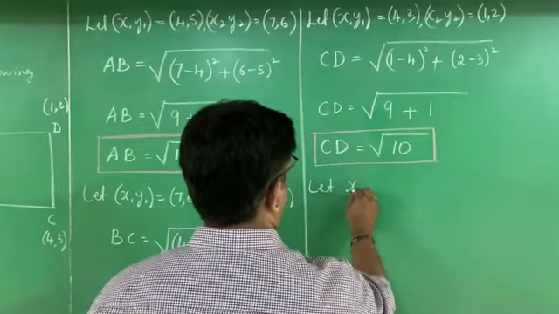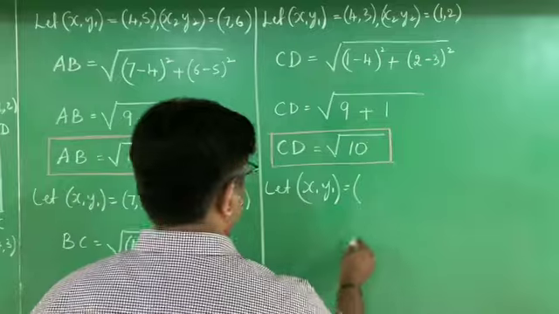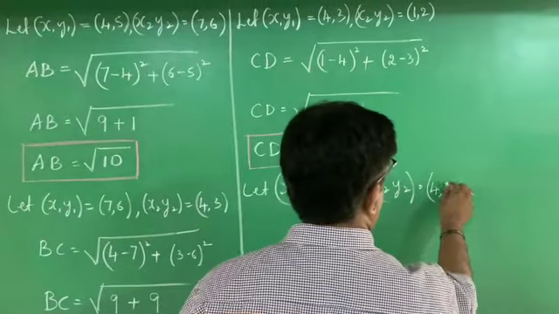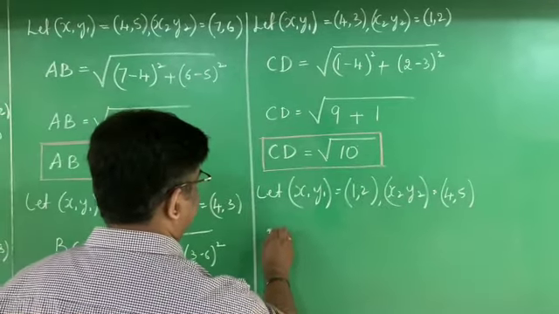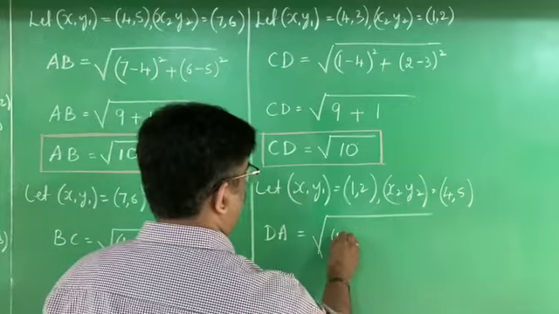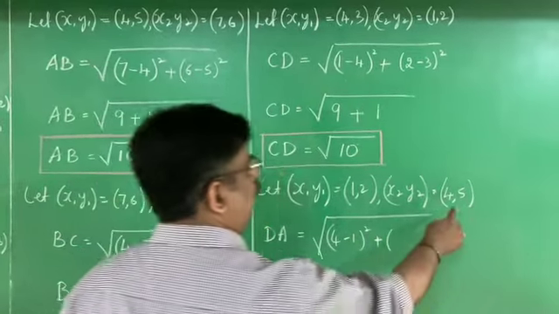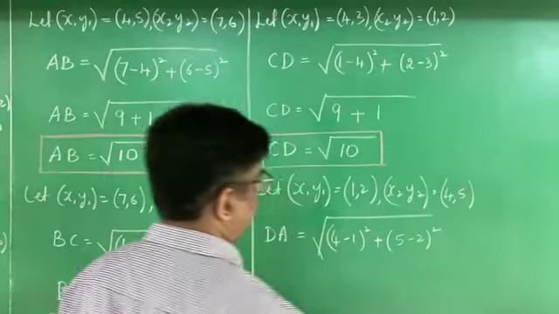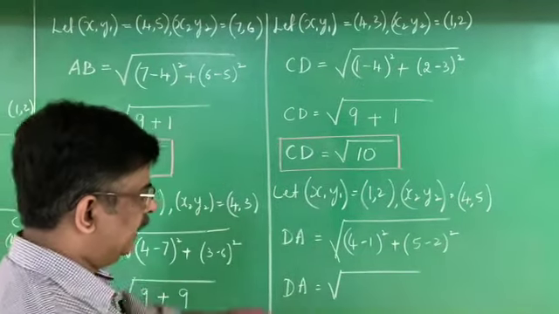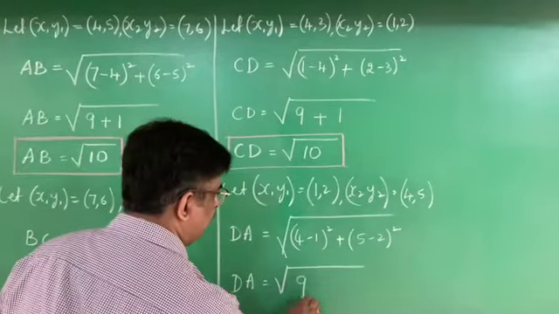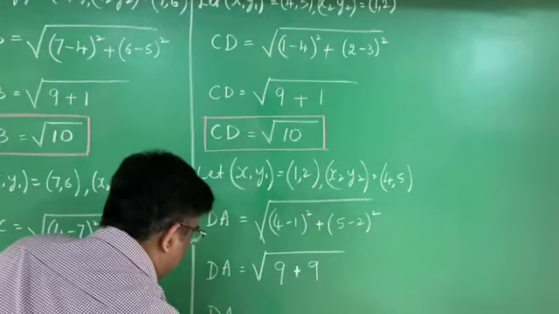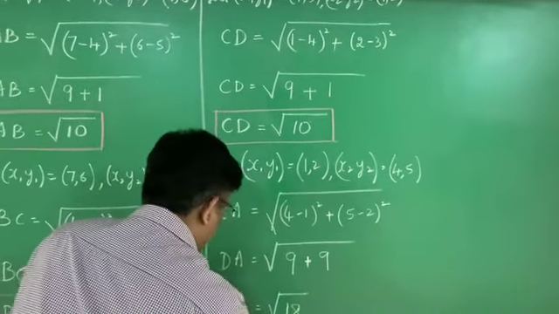Let x1, y1 is equal to D, that is 1 comma 2, and x2, y2 is equal to 4 comma 5. I am finding the length of DA. DA is equal to square root of x2 minus x1, 4 minus 1 whole square, plus y2 minus y1, 5 minus 2 whole square. DA is equal to square root of 4 minus 1 is 3. 3 square is 9. Plus 5 minus 2 is 3. 3 square is 9. DA is equal to root 18.